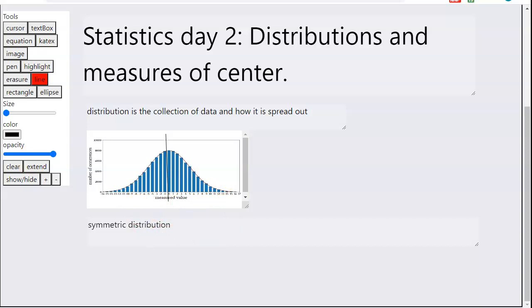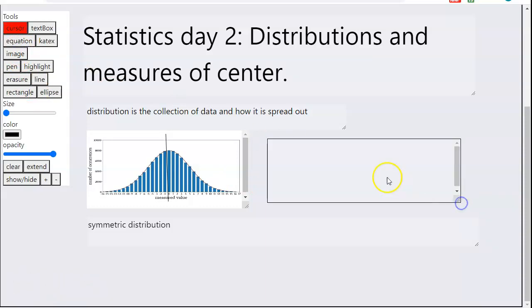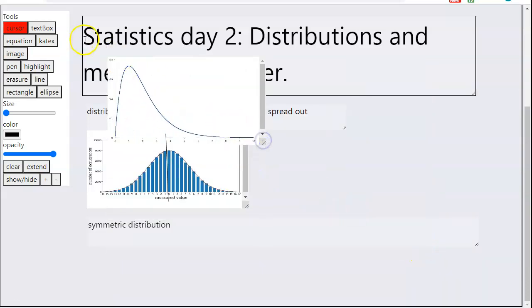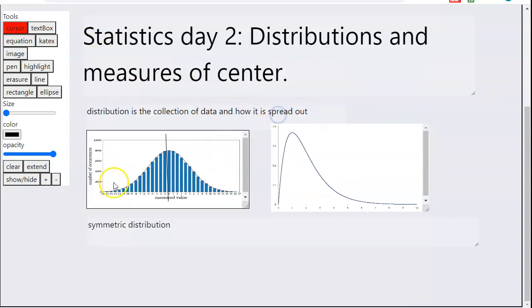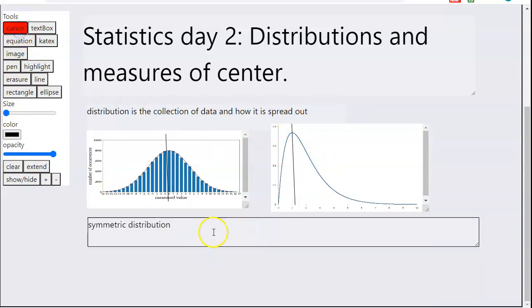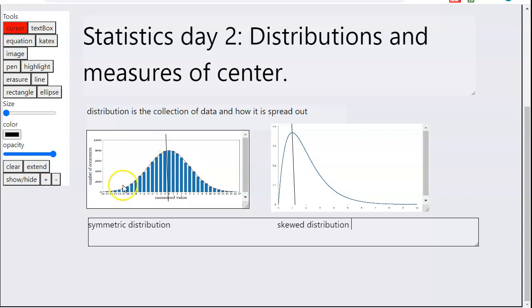On the other hand, we could have a skewed distribution. Now, if we think of the highest point, and we sort of drew a line there, the left side and the right side definitely don't look the same. So this is what we would call a skewed distribution. It does not have that line of symmetry where the left side and the right side look the same.